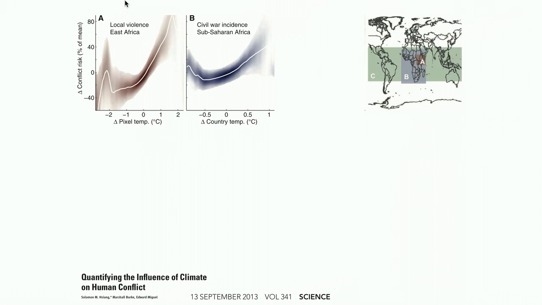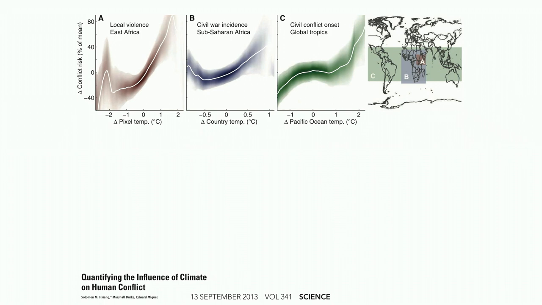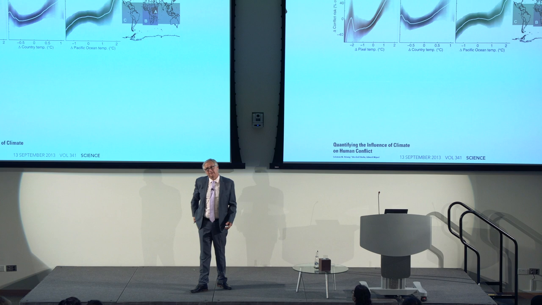That is this purple section. And notice the scale is half the width of this one. Again, the same thing, an increase in violence with an increasing temperature. And here is the civil conflict in all of the global tropics down here, and you see the same strong correlation.